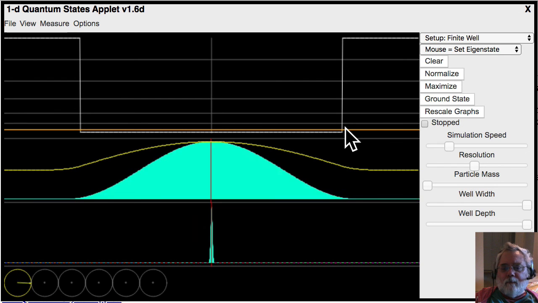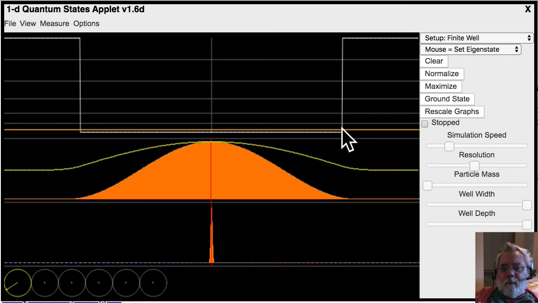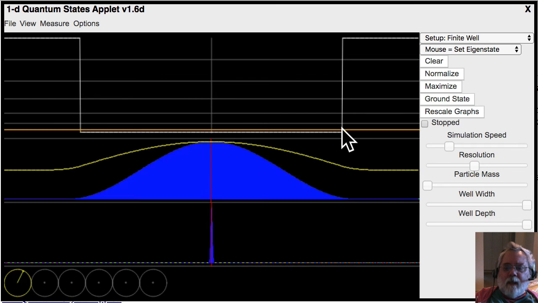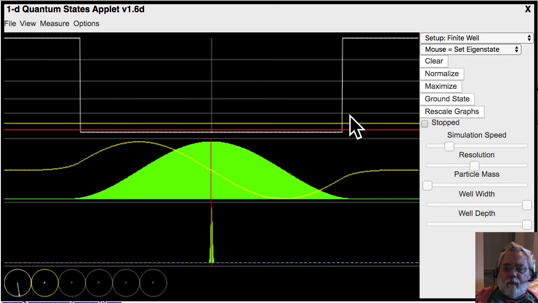In this energy eigenstate, it's hard for me to show it because if I move the cursor, so if you look right below the cursor, you'll see that outside of the well, to the right of the well, there is non-zero probability density. It's a decaying exponential, but it's not zero. In the infinite well, it was zero. But for the finite well, there is non-zero probability density outside the well.